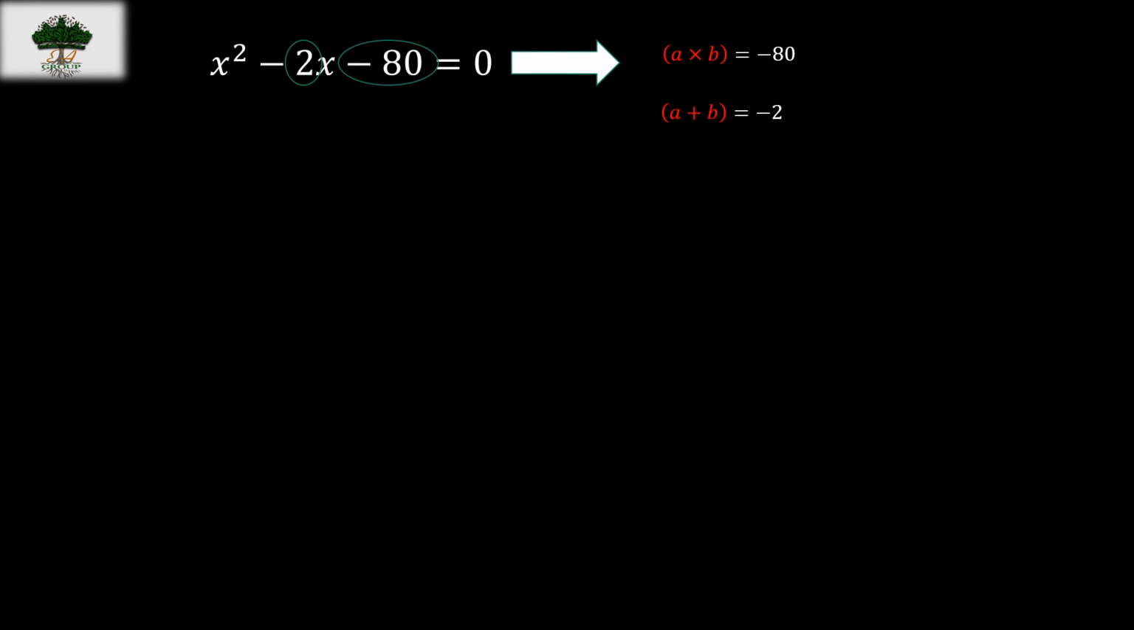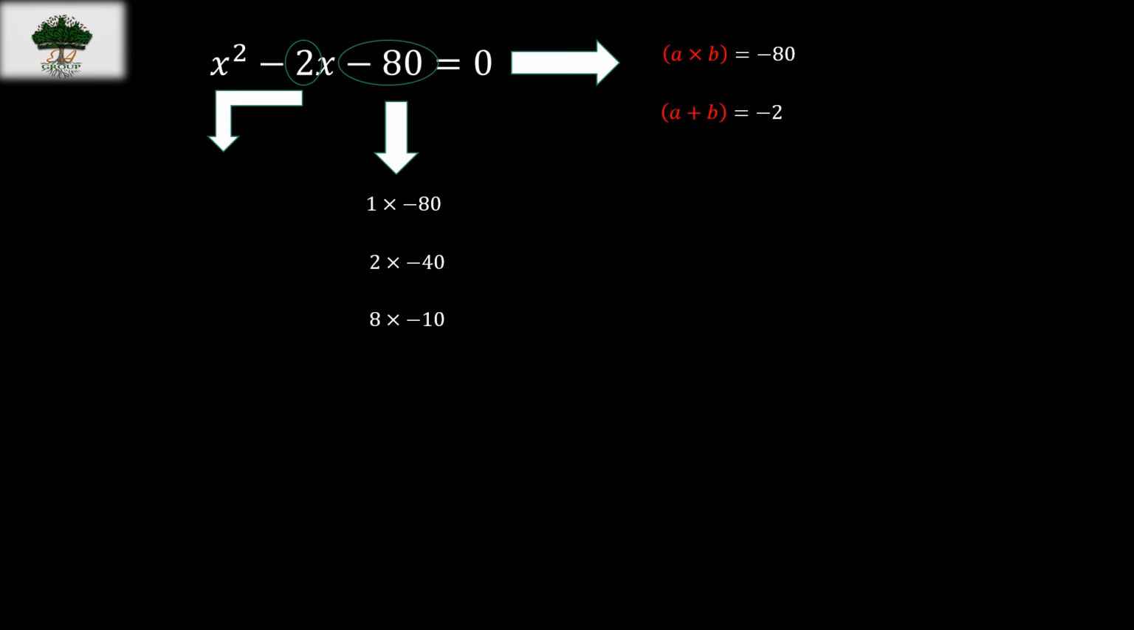Okay, so in the third example, we have x² - 2x - 80 = 0. Now both the middle term and the constant term are negative. Here a times b is negative 80, and a plus b is negative 2. Now let's factor negative 80. Since the middle term is negative, in the factors of negative 80 we need the bigger number to be negative. So 1 times negative 80, 2 times negative 40, and 8 times negative 10.